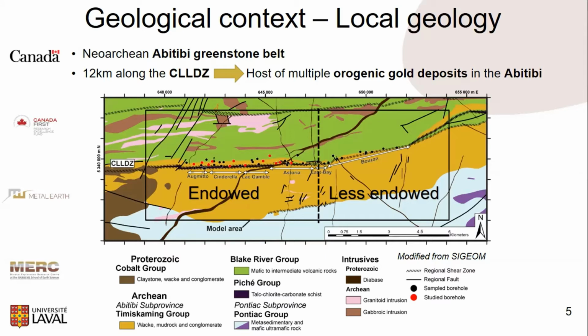But there are already some geological differences between the endowed and less endowed areas on the field. We can see, for example, that the thickness of the Piché group band decreases significantly towards the less endowed sector, to the point where it's not even mappable anymore. The Piché also goes from an east-west direction to a northeast-southwest direction. And there's also no more sedimentary basin north of the fault in the less endowed sector compared to the endowed one.